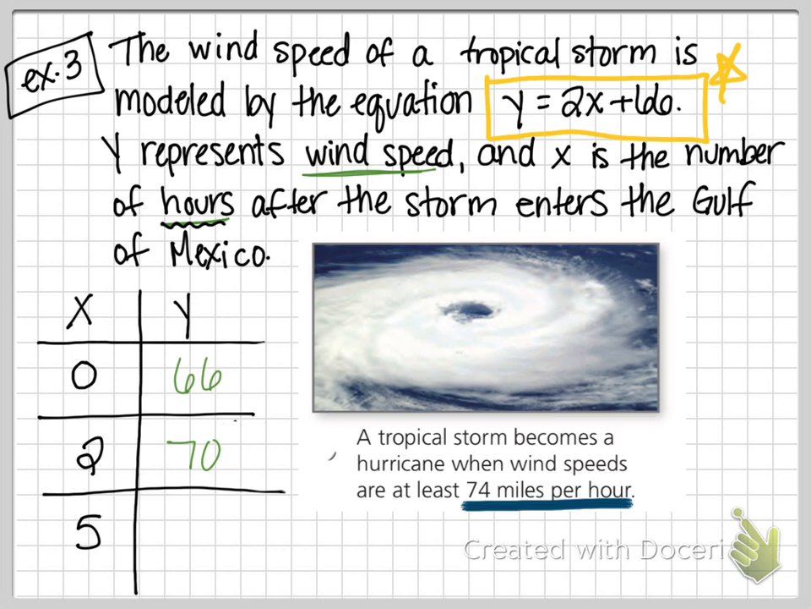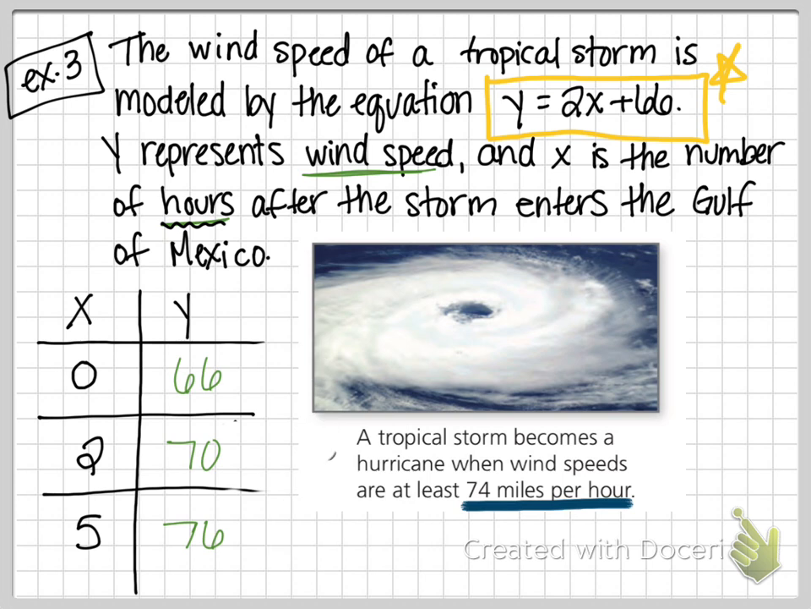So let's see what happens after 5 hours. Y equals 2 times 5 plus 66. So 10 plus 66, 76. So now our y is 76. The wind speed after 5 hours after entering the Gulf of Mexico is 76. Now, I'm going to copy this and move it to our next slide so that we can graph over here.